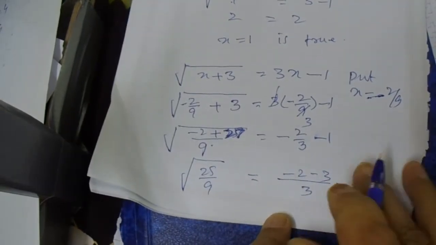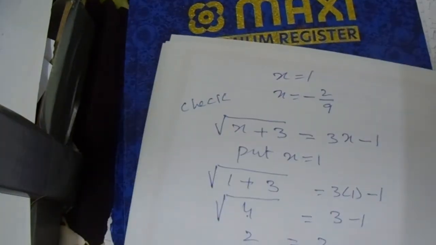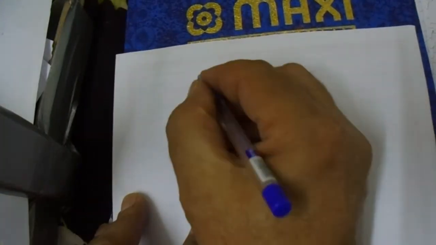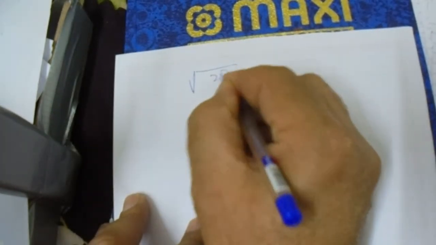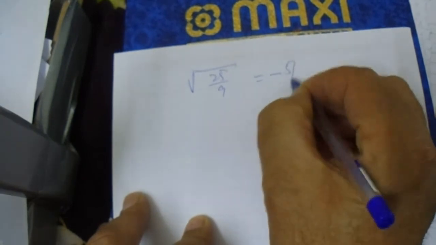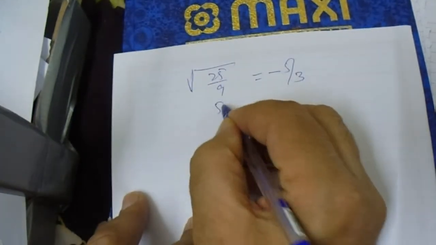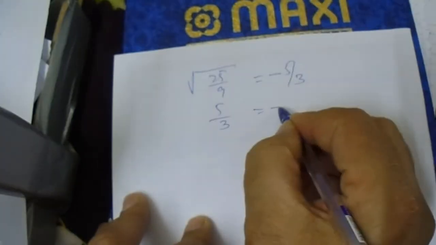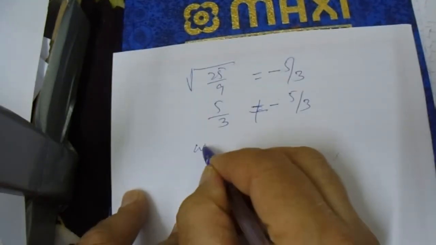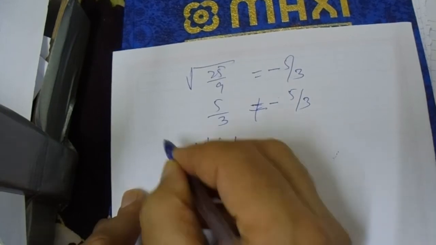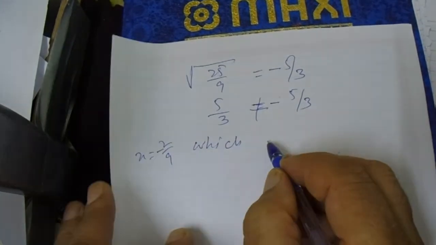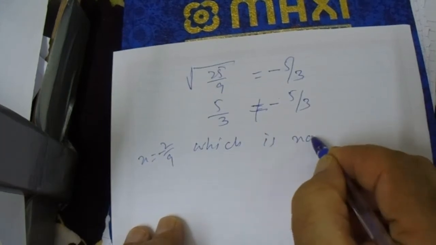by 3. And here on next page, under root 25 over 9 is equal to minus 5 by 3, and 5 by 3 is not equal to minus 5 by 3, which is not true. It means x is equal to minus 2 over 9 is not true.